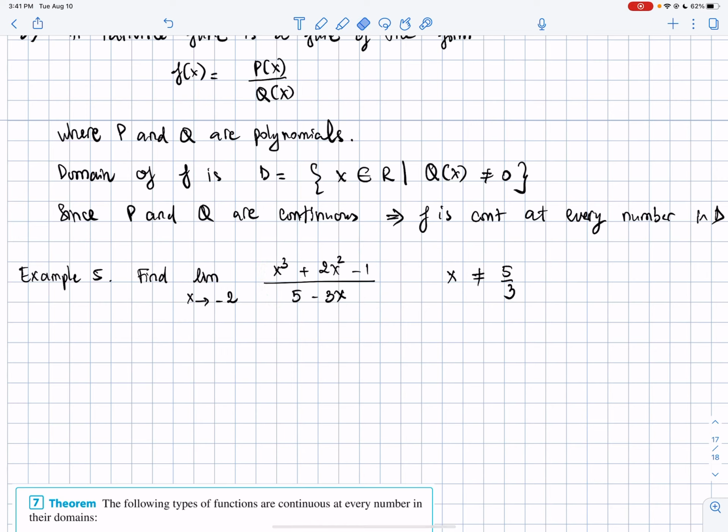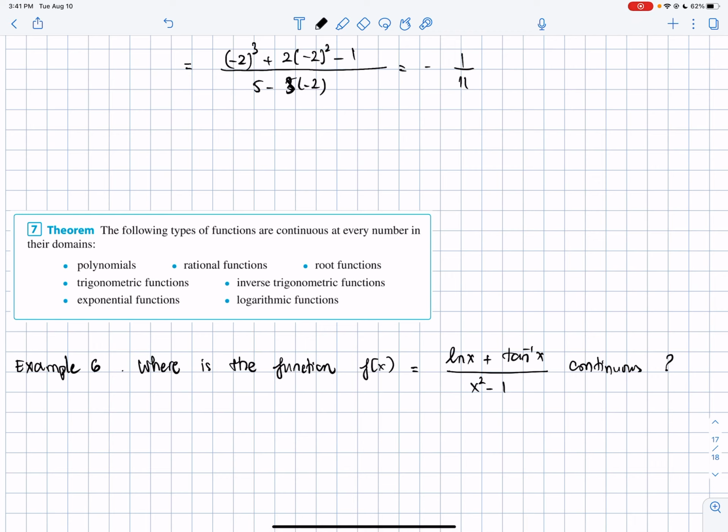The domain is all real numbers except for 5/3. So what we need to do is, because x approaches negative 2, this is defined on the domain. So we just plug in negative 2 into the function. And when we evaluate this expression, we get the answer negative 1/11.